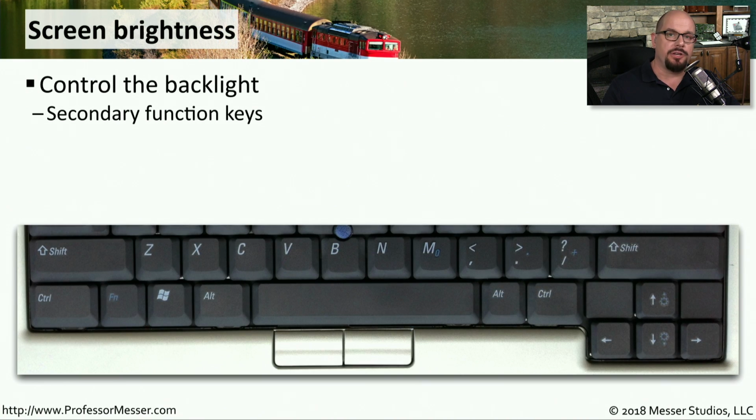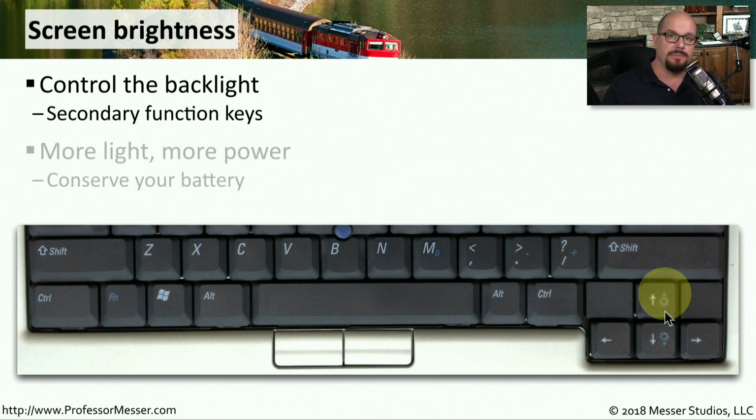Most laptops allow you to control how bright your screen might be, so you can control the backlight using function keys. In this case, this laptop has the up and down arrow keys that are also used to increase or decrease that brightness. Of course, you have to keep in mind that if you're going to increase the brightness, you're going to be using a bit more power. So if you want to decrease the power, you may be able to conserve a little bit of battery time.